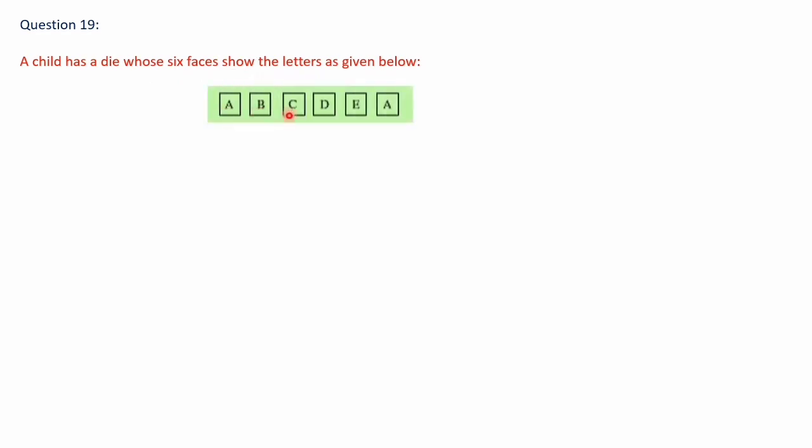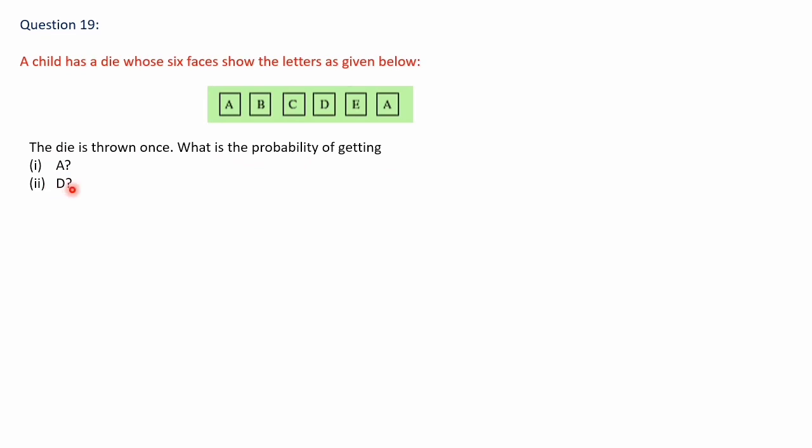Move on to question number 19. A child has a die whose 6 faces show the letters as given below: A, B, C, D, E and A. Previously we have learned that in a die 6 faces are there. It is marked numbers from 1 to 6. But here instead of numbers the letters are marked A, B, C, D, E and A. The die is thrown once. What is the probability of getting A?